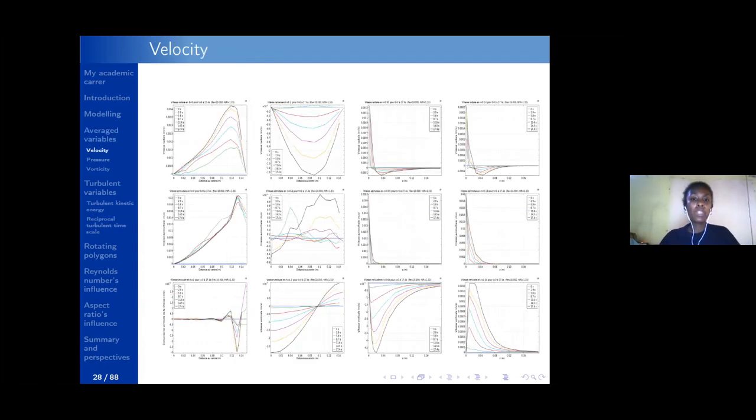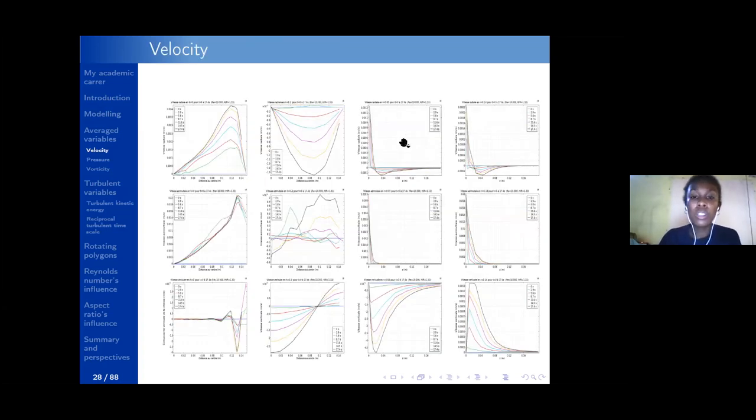For the velocity, here we have the radial component, the azimuthal component, and the vertical component. Those components show the direction of the flow. For example, for the radial component, when it is positive, it means that the flow is outward. It goes from the center to the side walls. For the azimuthal component, when it is negative, it means that the flow is rotating in the opposite direction of the bottom. And for the vertical component, when it is negative, it shows that the flow is inward, and when it is positive, the flow is upward.